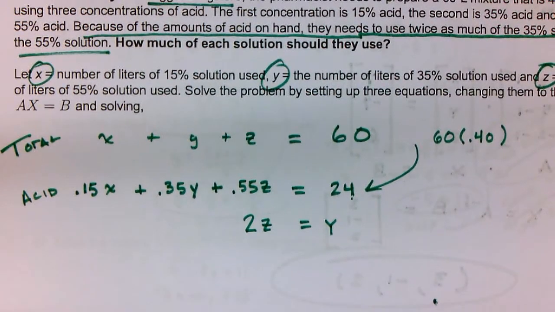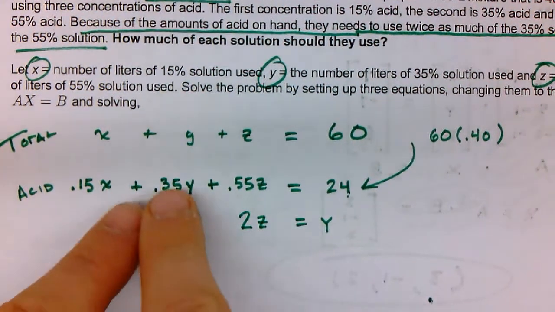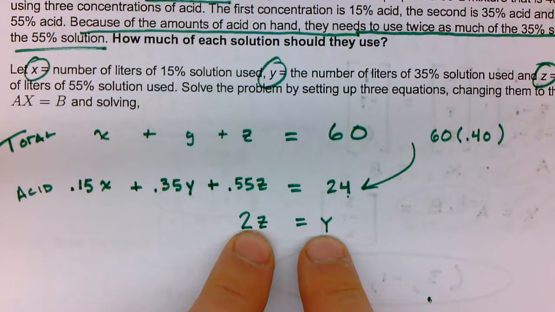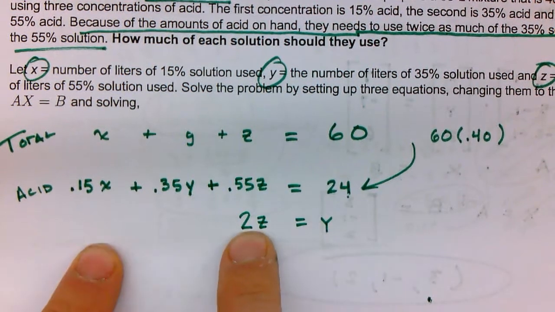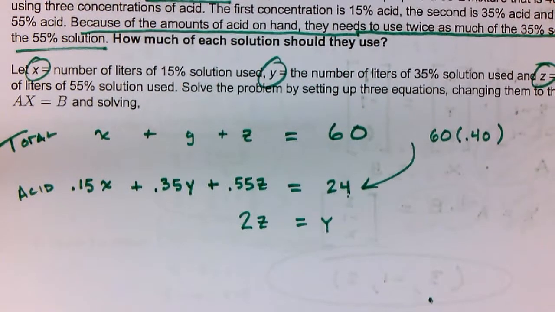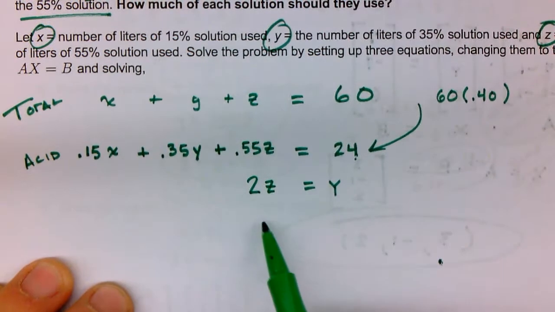You can solve it any way you want from there. You can either move this Y over to the other side and set up the matrices, or you could just use the fact that Y is equal to 2Z and plug 2Z in here and here, and then solve it like a 2x2 system. Okay? So whichever one you want will work. Okay? So let's stop there.